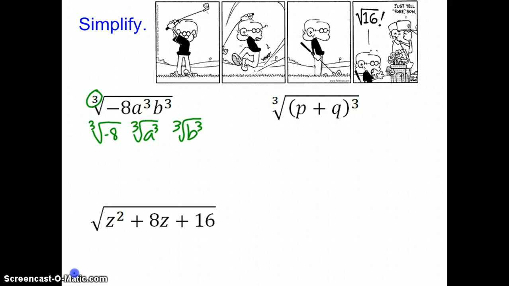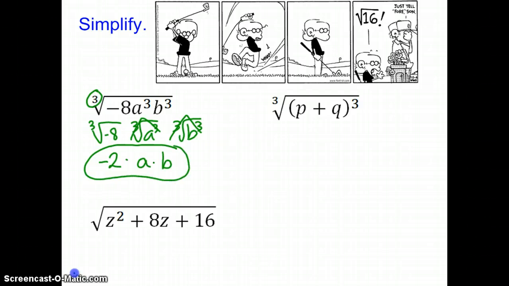Because I know that -2 times -2 times -2 is -8, the cube root of -8 is -2. Cube root of a cubed, those just cancel each other out. So it's just a. Same fashion over here, so it's just b. Therefore, your answer is -2 times a times b, or -2ab. No problem. Over here, cube root, cube over there. Again, they're going to cancel each other out. So your answer is simply p plus q.